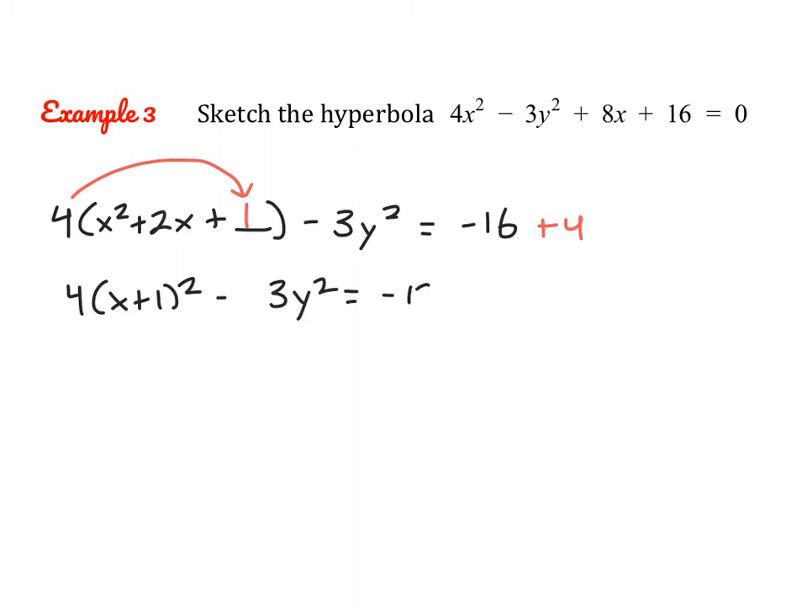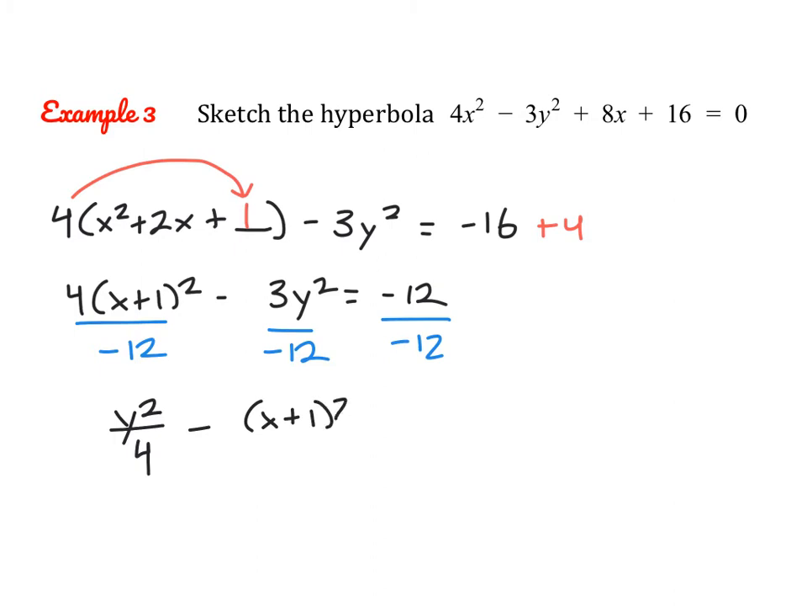And here we have negative 12. Please don't forget to add 4 to the right side of your equation. And now to put it into standard form, we're going to divide both sides by negative 12, which will actually turn our y term into the lead expression, and then our x term will become the negative one, so it will come second. So x plus 1 squared over 3.